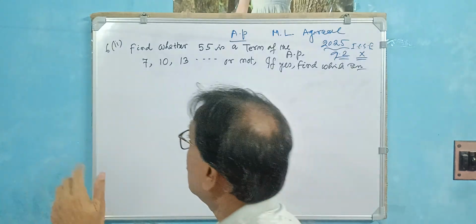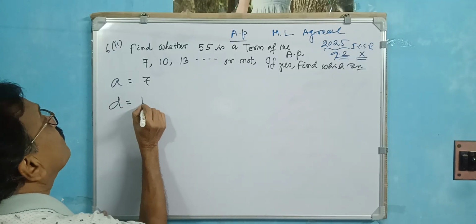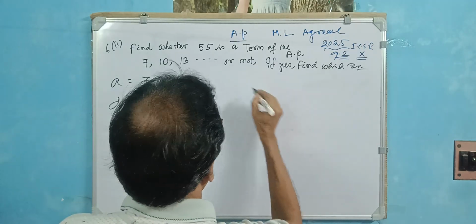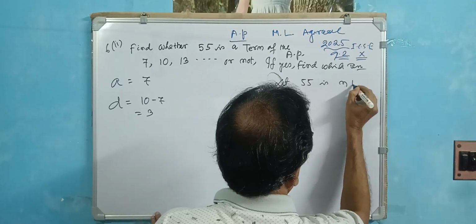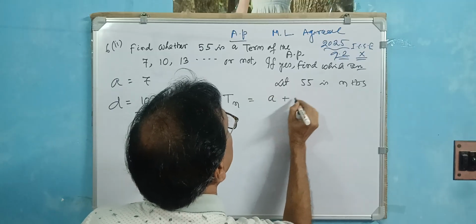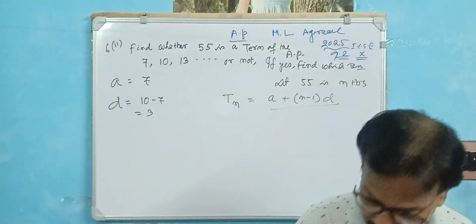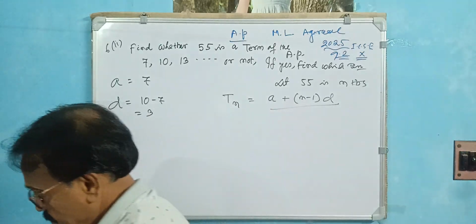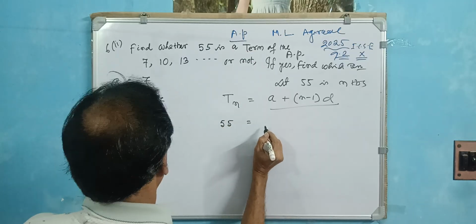So same thing. First you write, what is A? A is 7, very easy. What is D? D is 10 minus 7, so this is 3. And 13 minus 10 is also 3. Let 55 be the nth term. Tn is equal to A plus n minus 1 into D. This is the general formula. No problem. So Tn is 55.